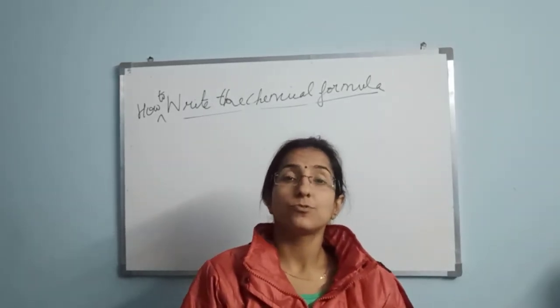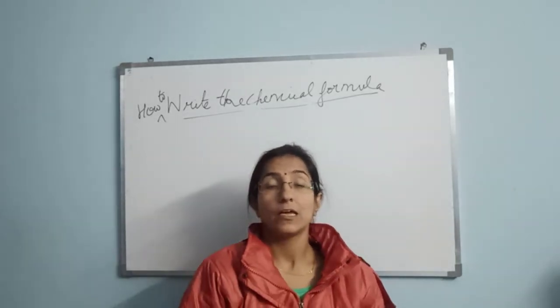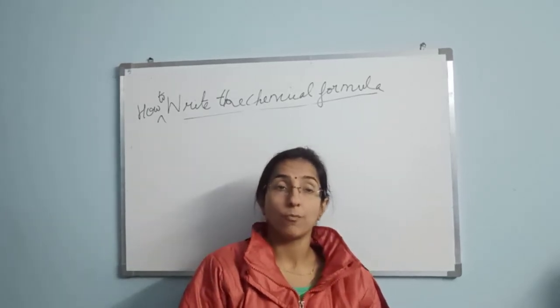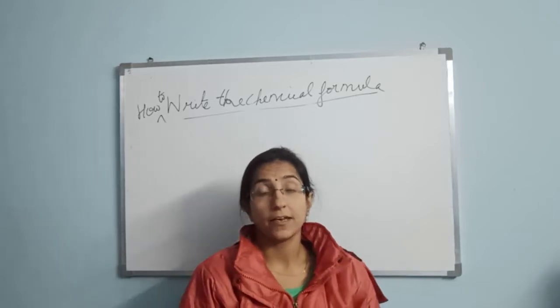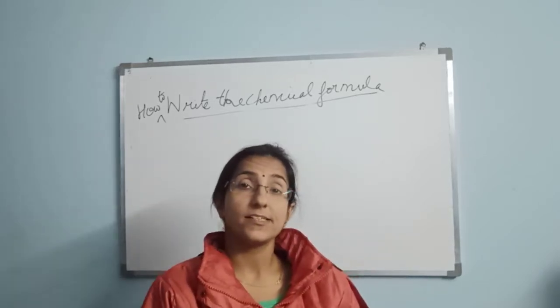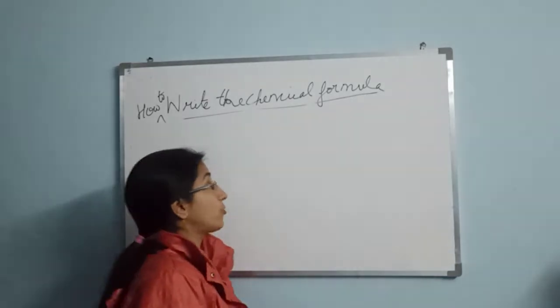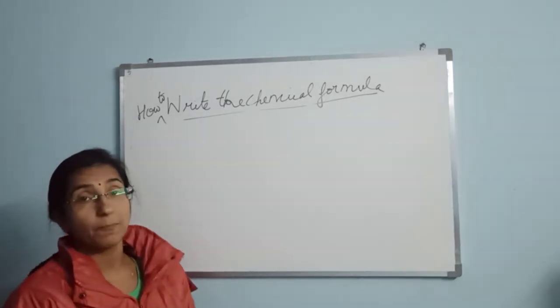Friends, today I have chosen the topic of how to write the chemical formula of ionic compounds from class 9th. In my previous video of class 9th, I promised you that I will tell you how to write the formula, and in that I had already explained the ions, cation and anion. So with the help of those cations and anions, I will tell you how to write the formulas. Without wasting any time, let's get started. My topic today is how to write the chemical formula for ionic compounds.